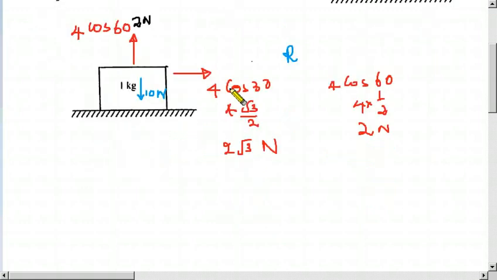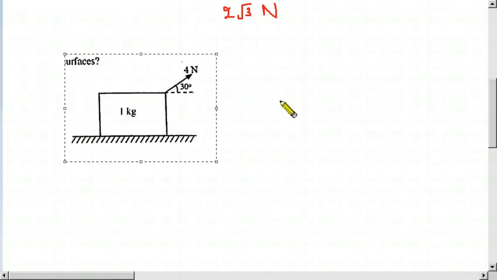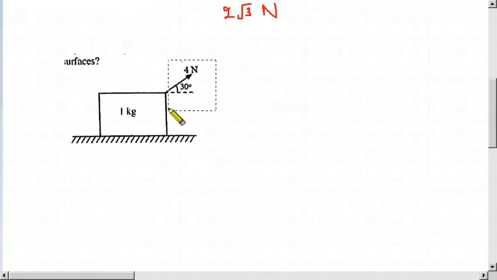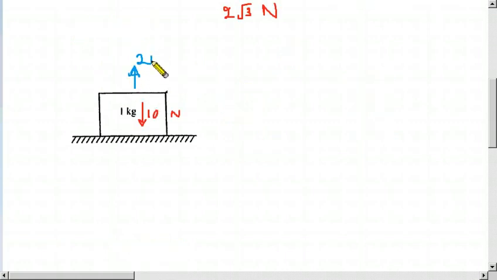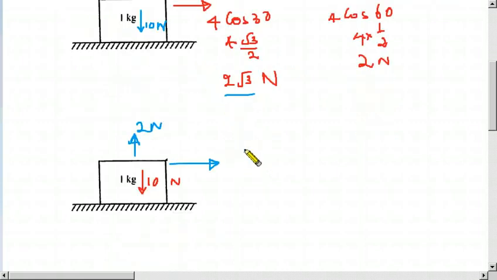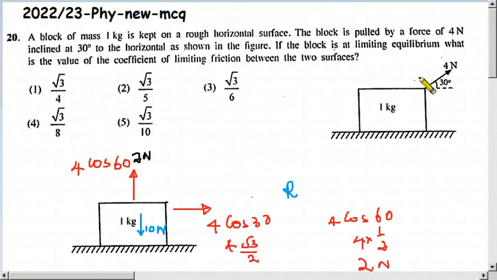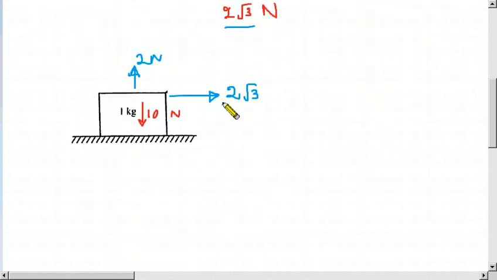So the final simplified values, let us mark on this diagram again, then it will be very clear. There is a 10 Newton downward force and also 2 Newton upward force, and to the right side there is a 2 times root 3 force. These are the components of this given 4 Newton force. So this is the force given.